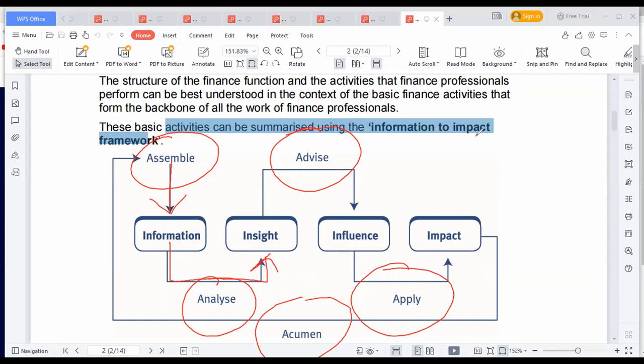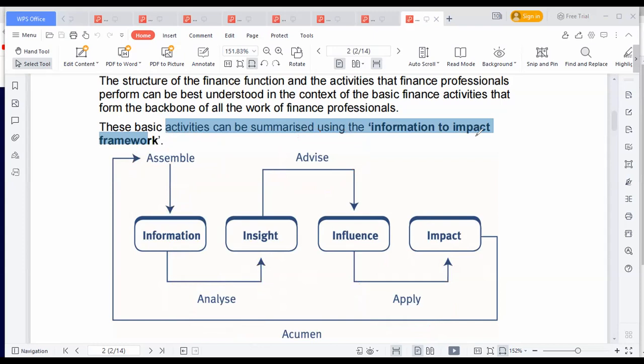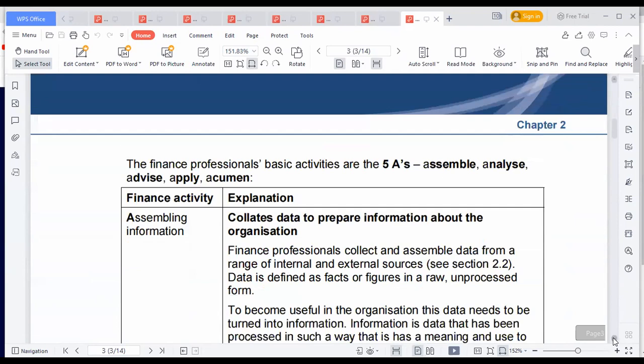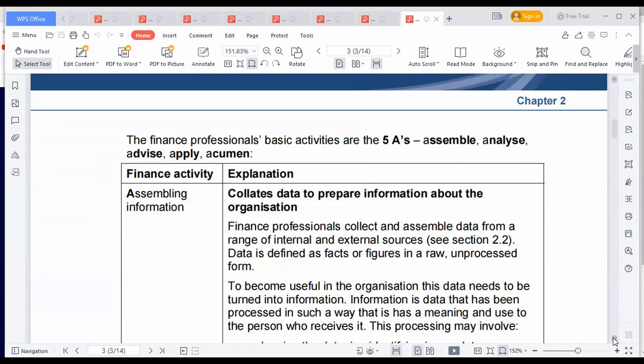So the whole chapter will be talking about this diagram. That is what you're going to be talking about throughout the whole chapter. We are going to be talking about each of these aspects. For the finance professional, the basic activities are classified into 5 A's: assemble, analyze, advise, apply, acumen.